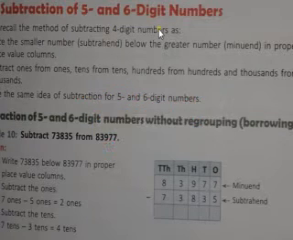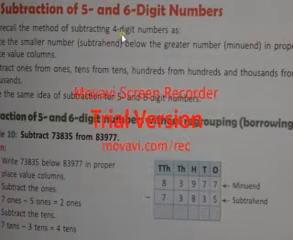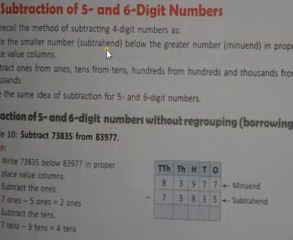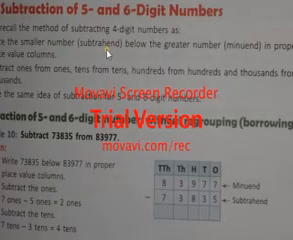Now here it is about subtraction of 5 and 6 digit numbers. Let us recall the method of subtracting 4 digit numbers. Write the smaller number, that is the subtrahend, below, and the greater number, that is the minuend, in proper place value columns. Proper place value columns means what? Ones will be under ones, tens under tens, hundreds under hundreds, and thousands under thousands.